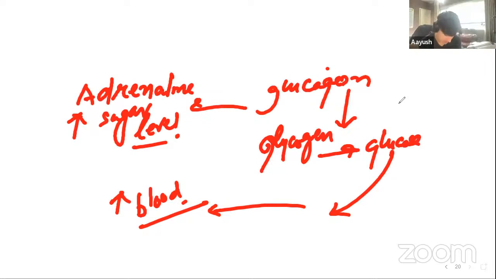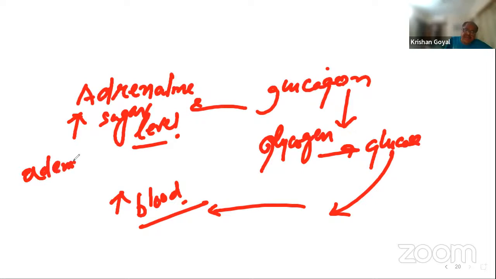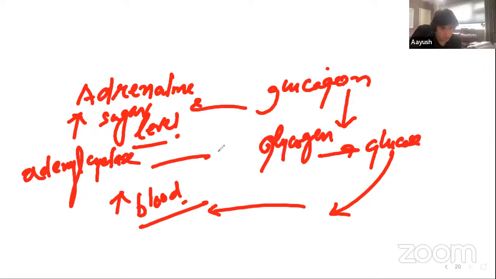Okay, and that's sped up by the kinase. Yes. These are the two enzymes involved. One is the adenyl cyclase, and second is the kinase.